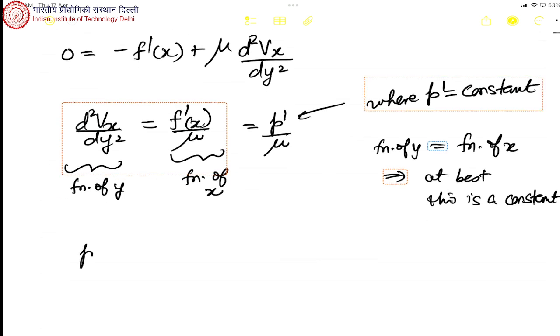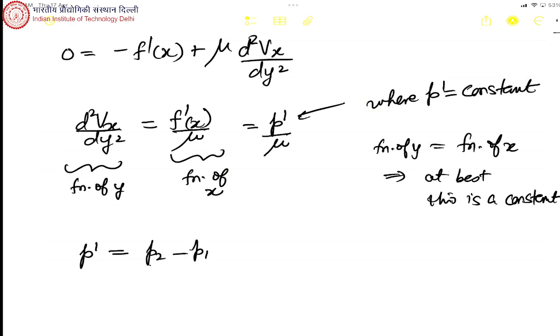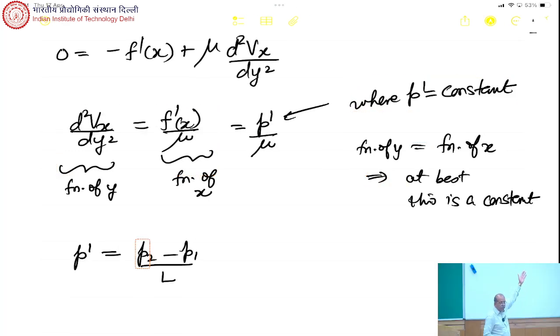Now, this p prime is the derivative of pressure with respect to x, and because this is a constant, it will be nothing but p2 minus p1 divided by L. Otherwise it could have been some function, maybe some functionality of x, like ax square plus bx plus c, but because it's a constant, p prime will be equal to p2 minus p1 by L. How do we find it? We know p2, we know p1, we know L. So that means we know p prime from the problem specification. So now let's solve. Pardon?